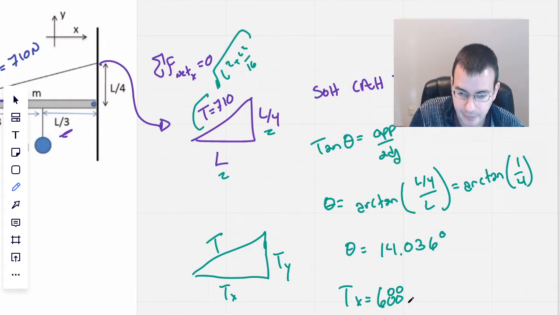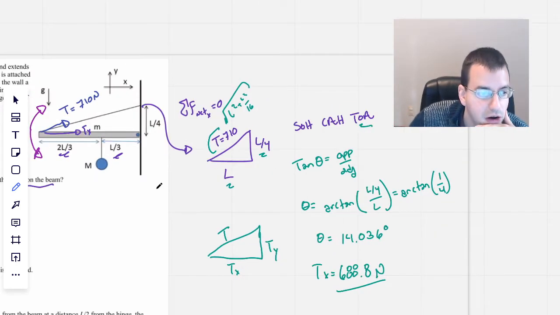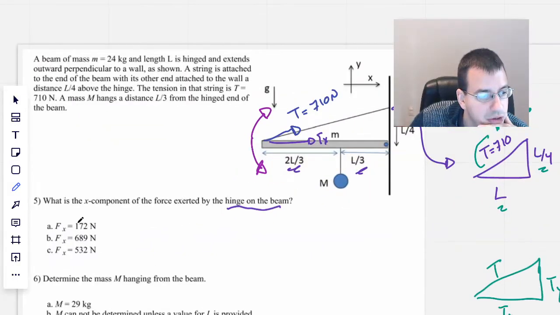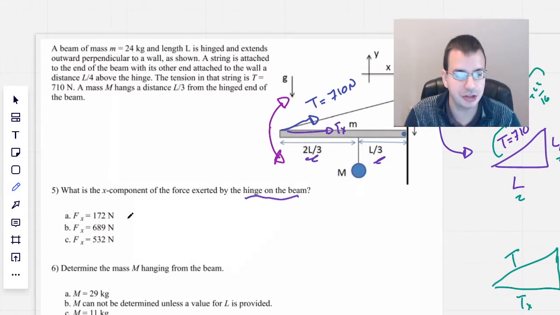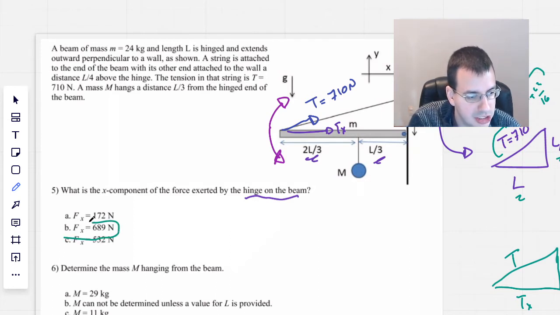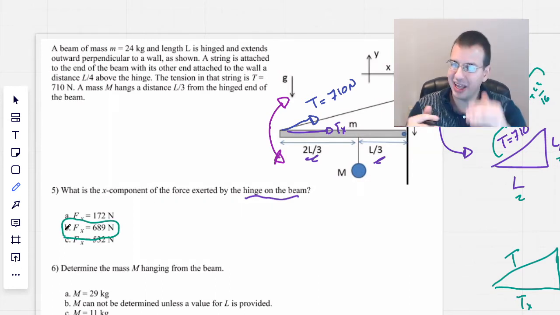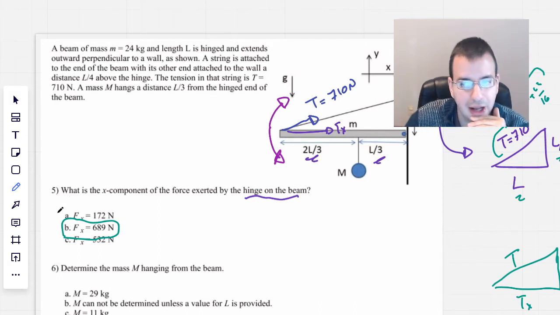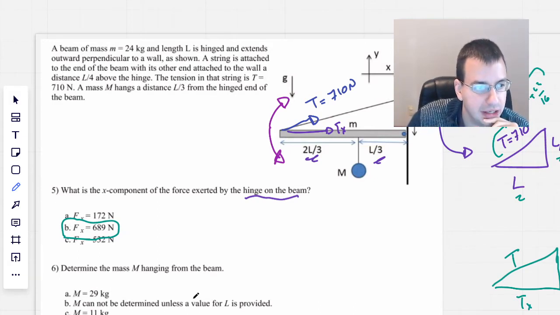688.8. Okay. 0.8, and that'll be newtons. Okay? So what is the x component of the force exerted by the hinge on the beam? Right here: 689, 688.8, rounded up slightly. 689. I'm going to call that a win.